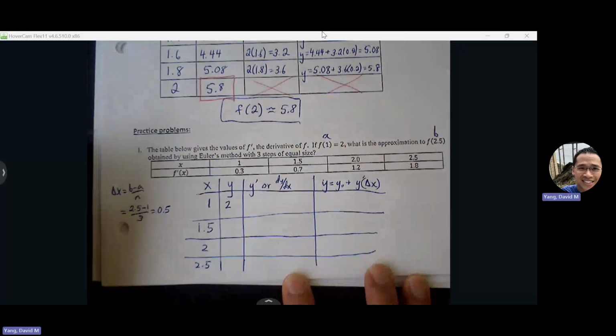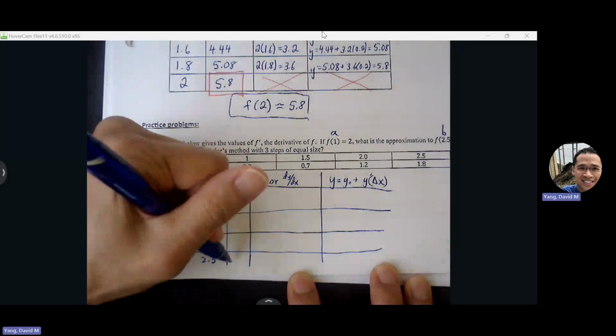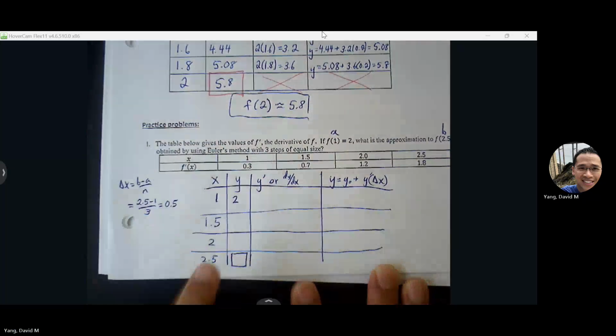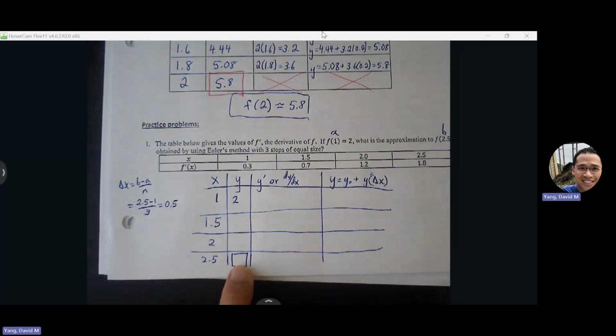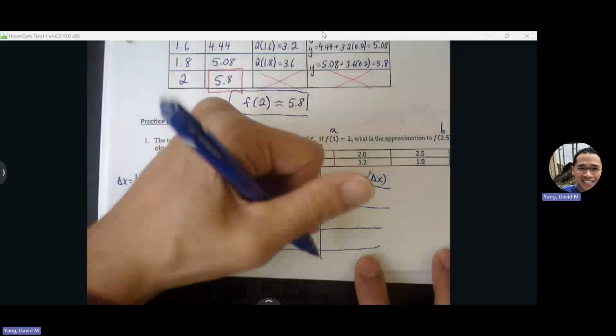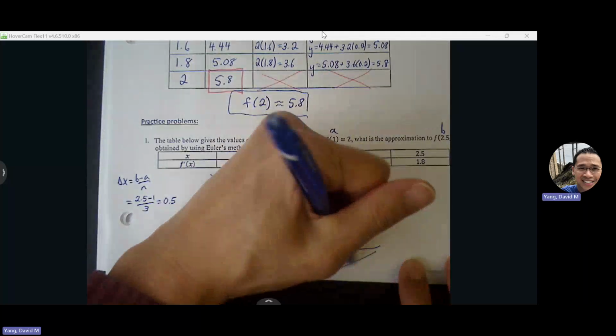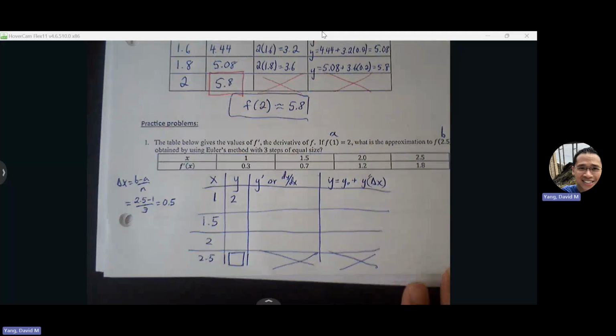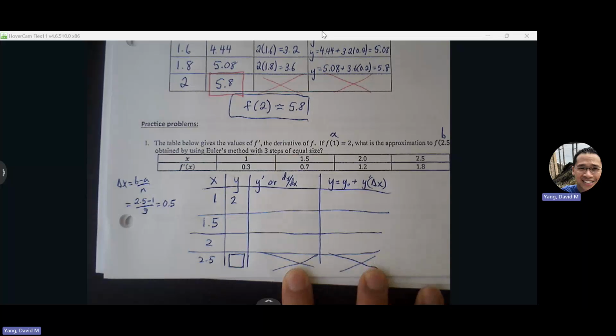So at least we know how far we're going to go before we stop. We're going to stop whenever we find the y value that's associated with 2.5. So we're not going to worry about filling in those spaces.